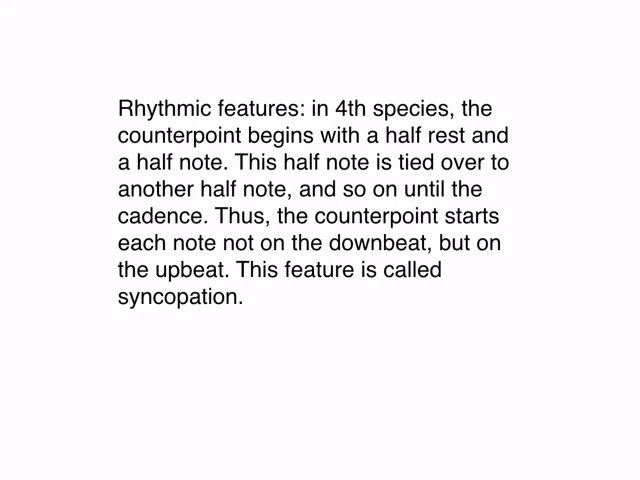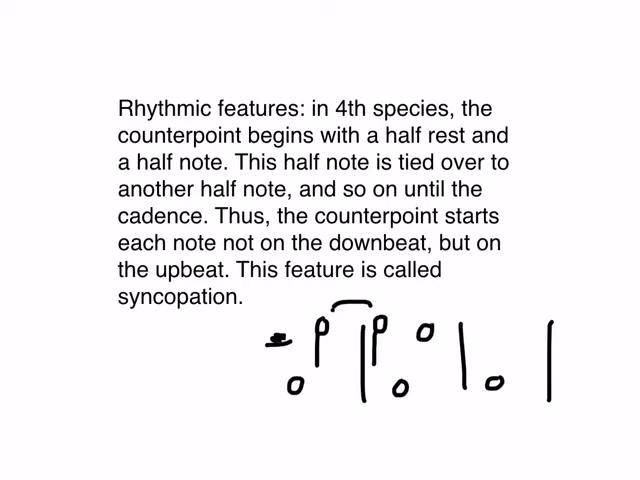Rhythmic features. In fourth species, the counterpoint begins with a half rest and a half note. This half note is tied over to another half note, and so on until the cadence. So if we think about whole notes in the cantus, then what we get up above is a half rest and a half note tied over, another half note tied over, another half note tied over, etc.